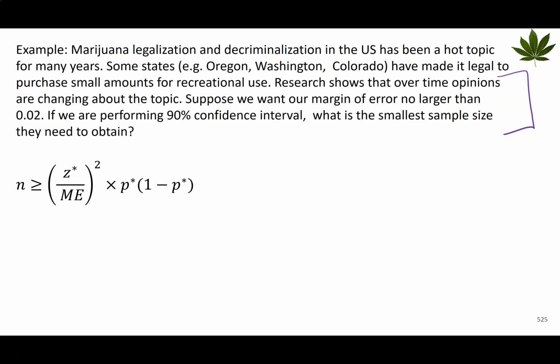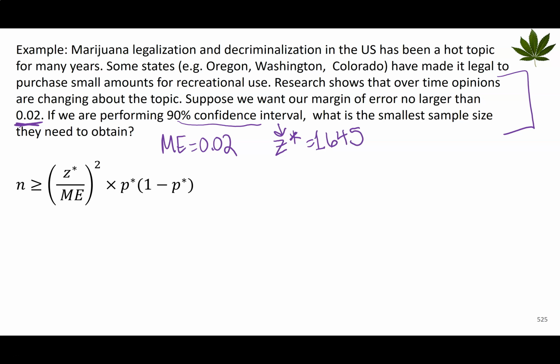And they want the margin of error no larger than 0.02. So my margin of error is 0.02. That means when I put everything together and I get a confidence interval, it's not going to be any wider than 0.04 total. And I want a 90% confidence interval. So that tells me my z-star is 1.645.